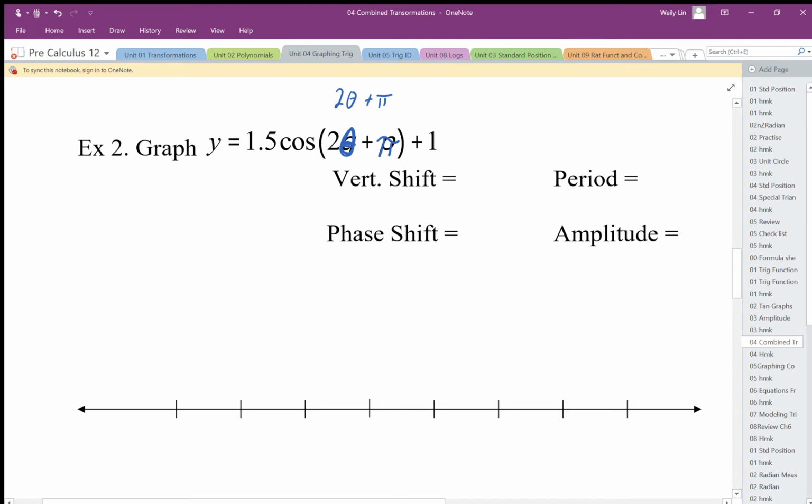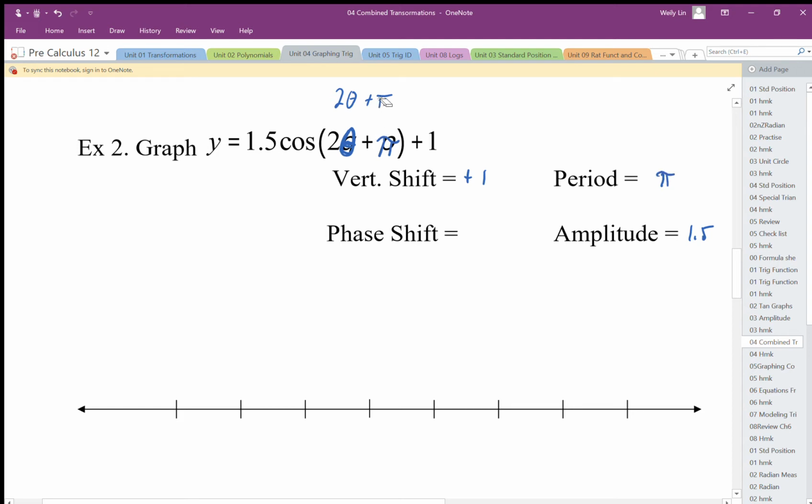Okay, so when we do this graph, we want to know the vertical shift. So we're going to look for the vertical shift here. It's +1. The amplitude, we're going to look up here, so it's going to be 1.5. Okay, my phase shift and period. Well, I can see my period is to do with this horizontal compression of 2. So I'm just going to do that right now. So it's going to be pi.